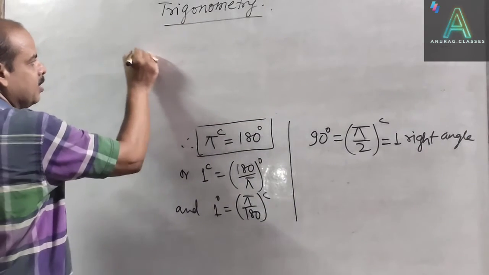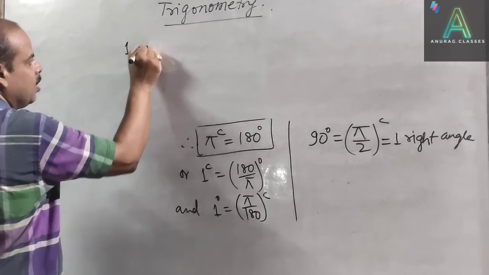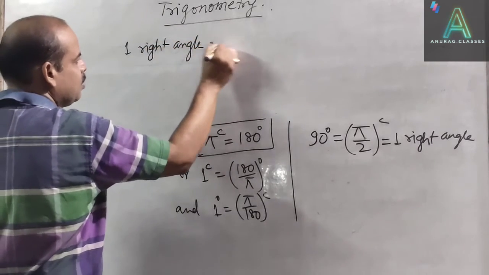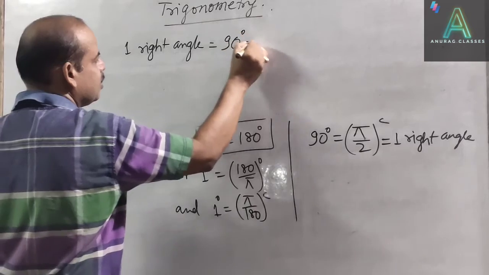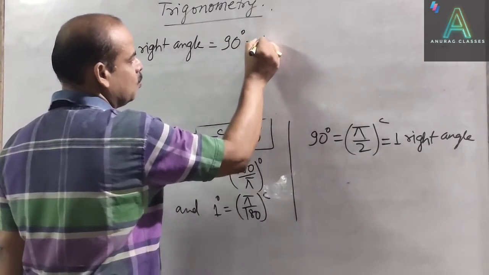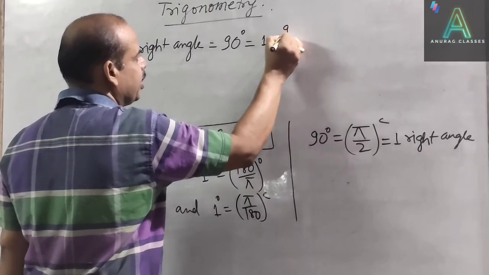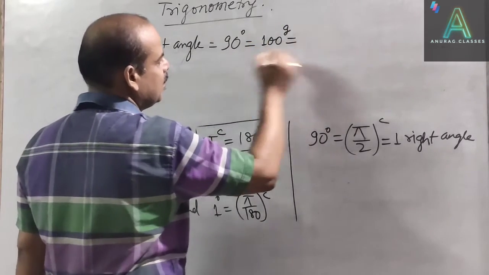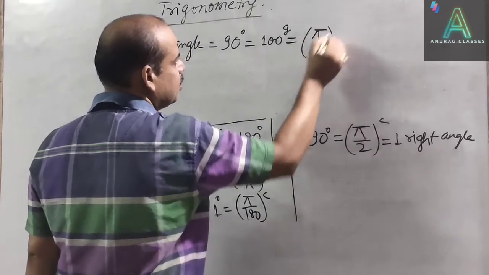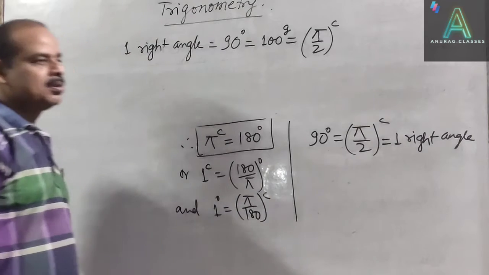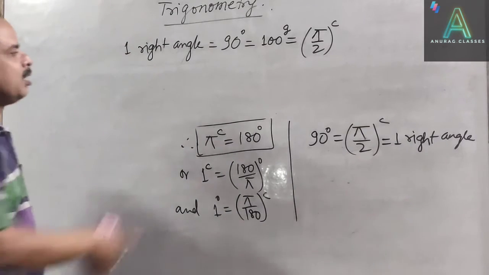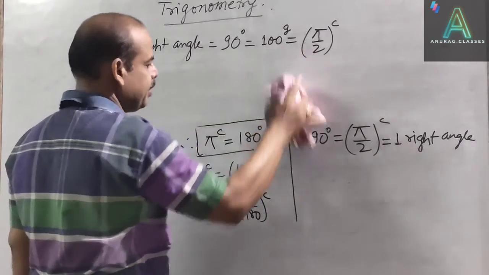So we conclude that one right angle is equal to 90 degree in sexagesimal system, and one right angle is also equal to 100 grade in centesimal system, and one right angle is equal to pi by 2 radian in circular system or radian measure. So this is the relation between degree, grade and radian.